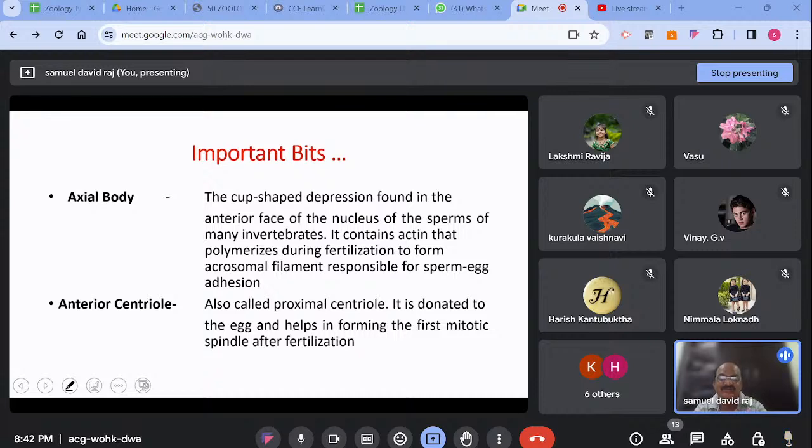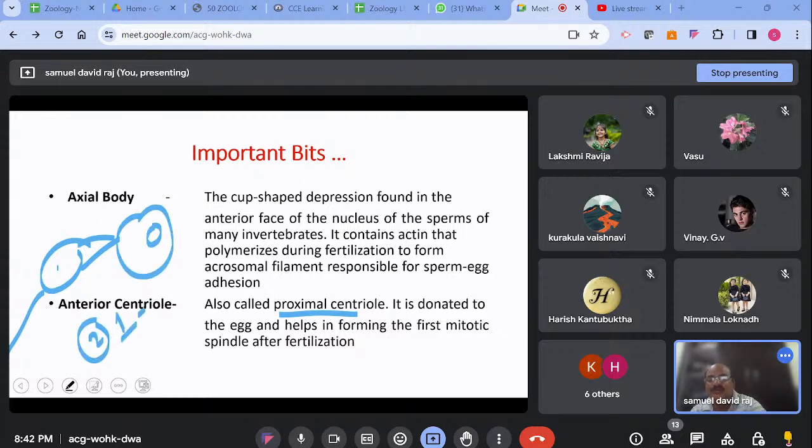Next one, anterior centriole and posterior centriole. Anterior centriole is also called the proximal centriole, and when the sperm comes in contact with the ovum, it donates two things. Number one, it donates the nucleus along with 23 chromosomes. As the nucleus goes in, the proximal centriole also enters. So the second thing donated by the sperm to the egg is the proximal centriole.